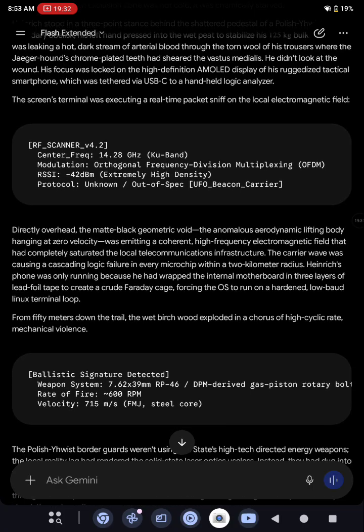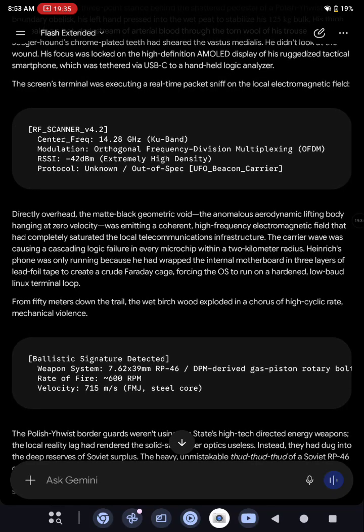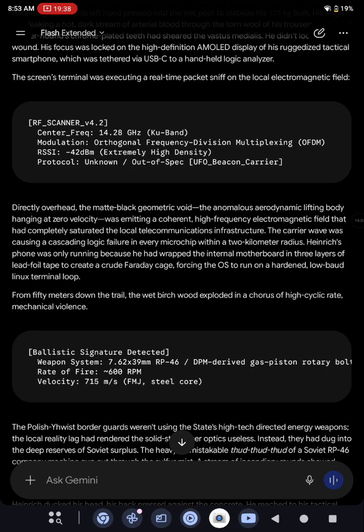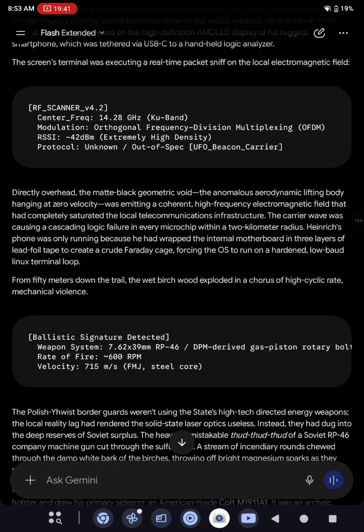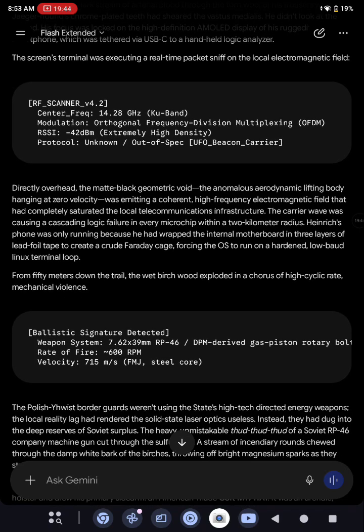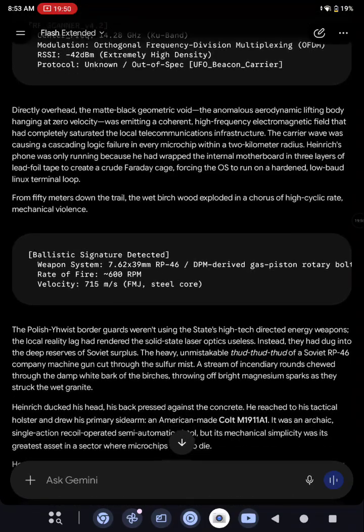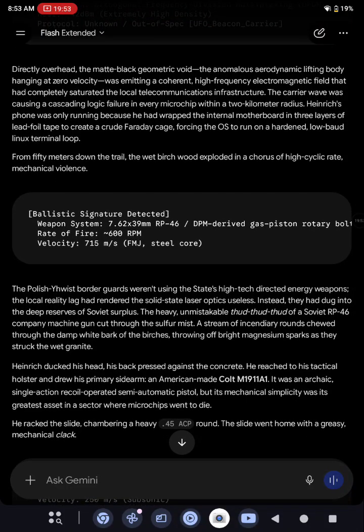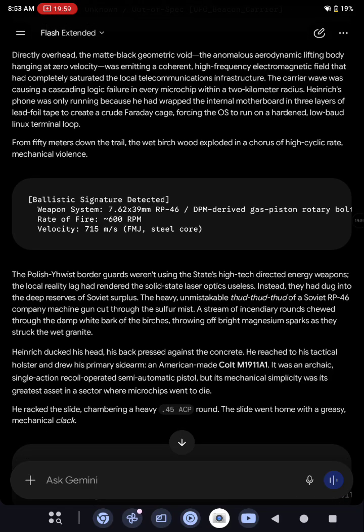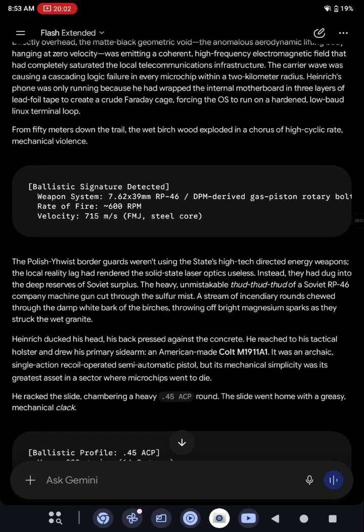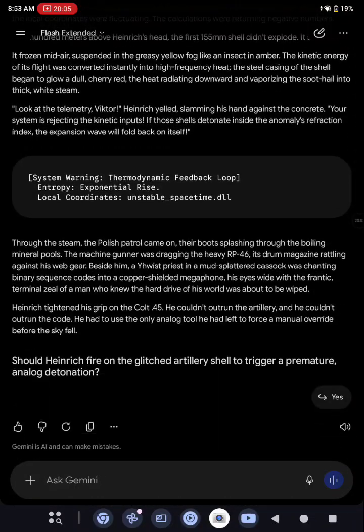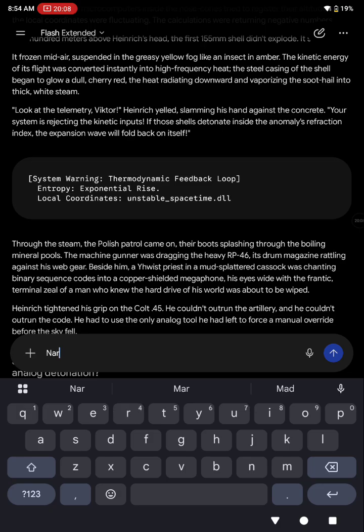He didn't look at the wound. His focus was locked on the high-definition AMOLED display of his ruggedized tactical smartphone, which was tethered via USB-C to a handheld logic analyzer. The screen's terminal was executing a real-time packet sniff on the local electromagnetic field. Directly overhead, the matte black geometric void, the anomalous aerodynamic lifting body hanging at zero velocity, was emitting a coherent high-frequency electromagnetic field. Kind of cool, but narrator is omniscient.